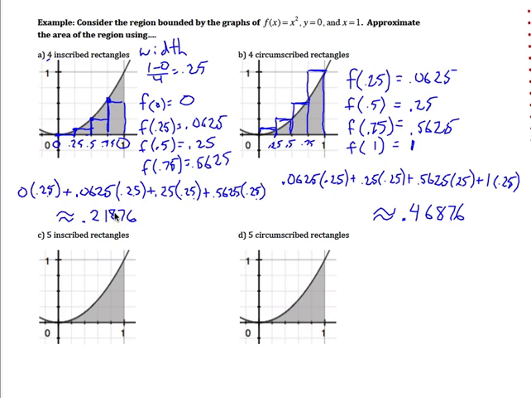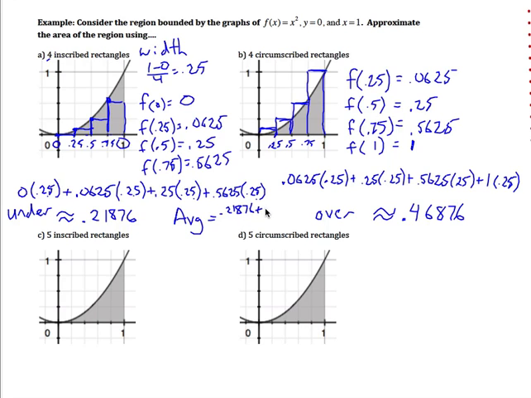Now looking at these, our two estimates are quite a bit different. Okay, and when you do inscribed, this is going to be an underestimate. When you do circumscribed, here you get an overestimate. Now one thing you can do to help make this a little more accurate is to find the average of the two. So you go ahead and add them up and divide by 2.